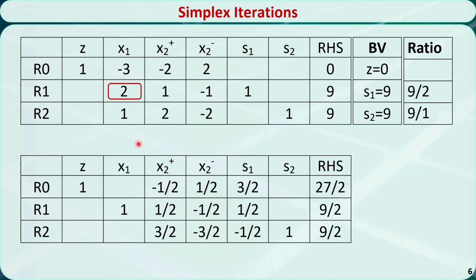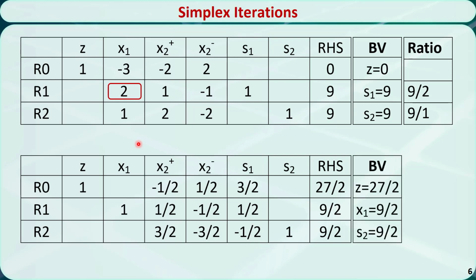x1 and s2 are basic variables, and others are non-basic variables. Let's set non-basic variables to 0 and solve for basic variables. x1 is equal to 9 over 2, s2 is equal to 9 over 2, and z is equal to 27 over 2. The entering variable will be x2 plus, because it has the most negative coefficient in row 0.